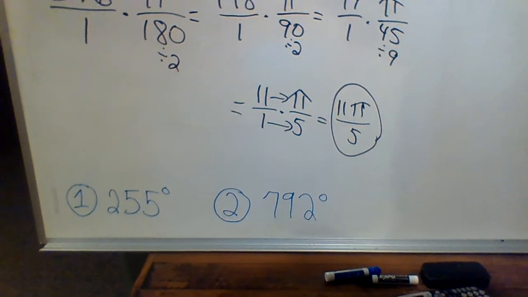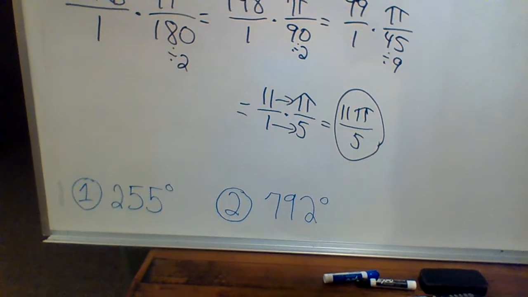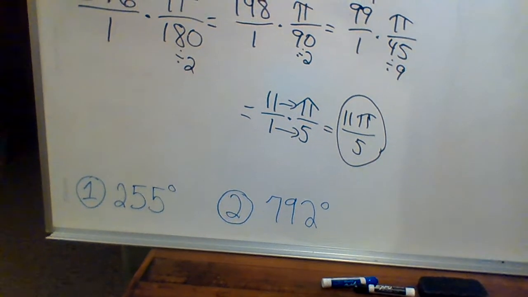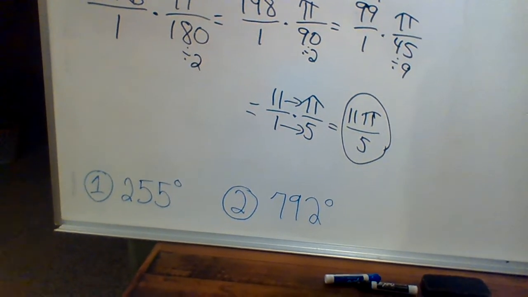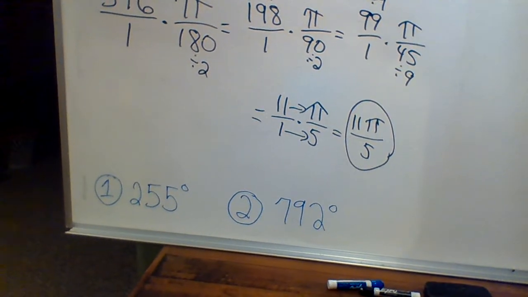So 255 and 792. Just a quick reminder, guys, 255 can be divided by 5. Remember, if a number ends in a 5 or a 0, it can be divided by 5. Okay, there's a little hint.